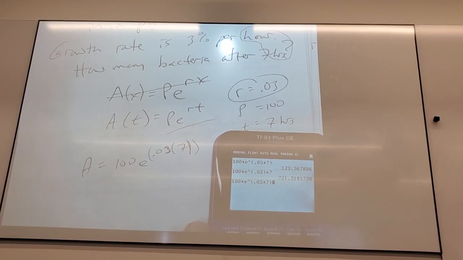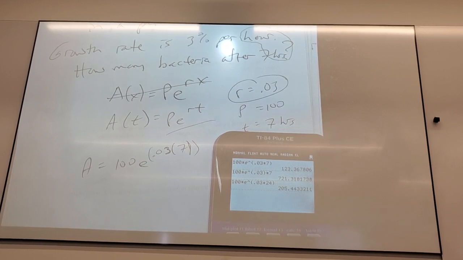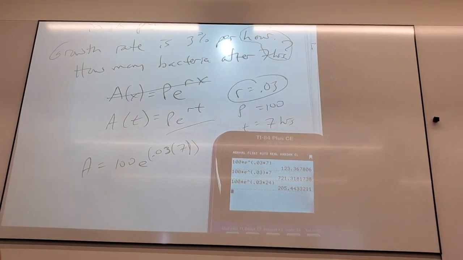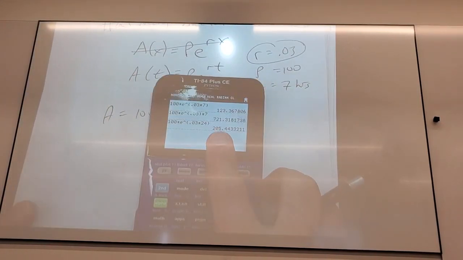So what if I let a full day go by? So now I got 200. So the doubling time for this bacteria is a little less than a day. Does that make sense? In one day, it a little more than doubled, correct? So I'd say a good estimate for the doubling time would be just a little less than a day.